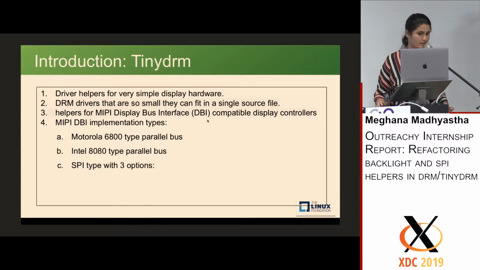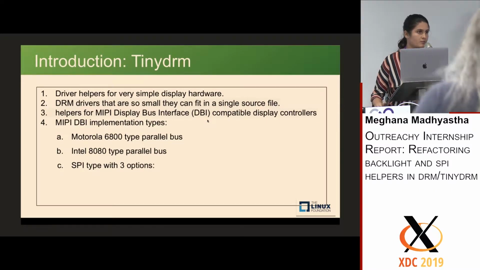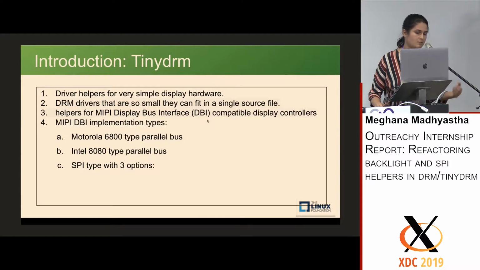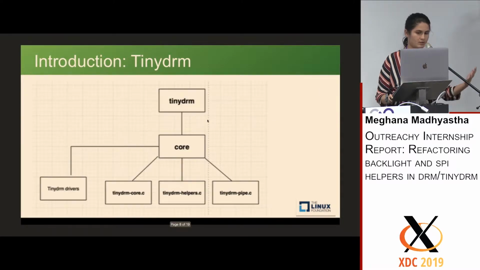So what is tinydrm? So tinydrm, as the name suggests, consists of DRM drivers that are so small that they can fit in a single source file. And they contain helpers for very simple display hardware, such as LCD displays for the Raspberry Pi. So it contains helpers for the MIPI display bus interface, and specifically, there are 3 implementation types, which I won't really go into the details of because it's not very relevant.